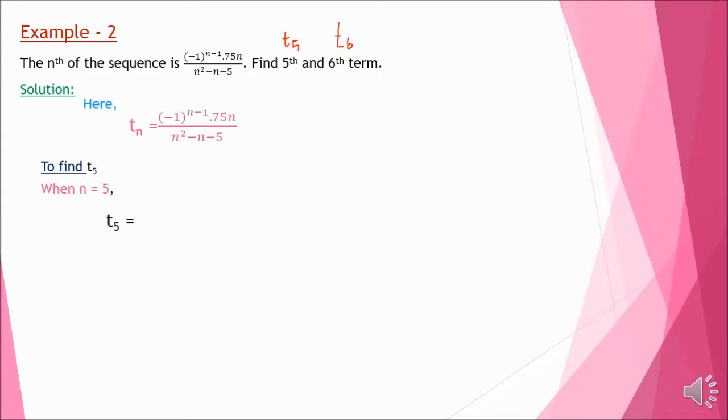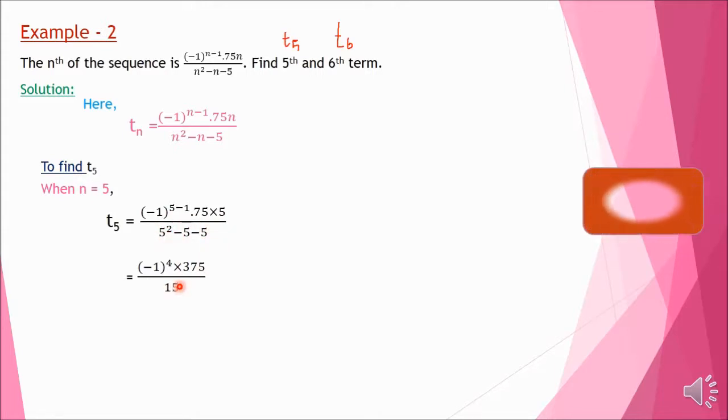Now T5 is equal to, all n will be replaced by 5. You can see on your screen, wherever there is n, n is replaced by 5. There is also an n right here after 75, and that is also replaced by 5. Now on calculation, you have a calculator. This 5 minus 1 is 4, and 75 into 5 is 375. The entire calculation of this denominator is 15. So now we can cancel.